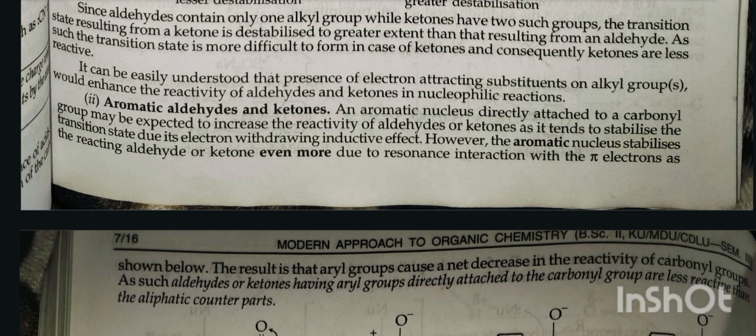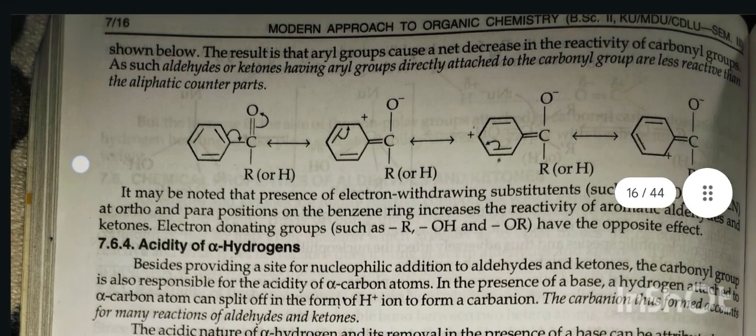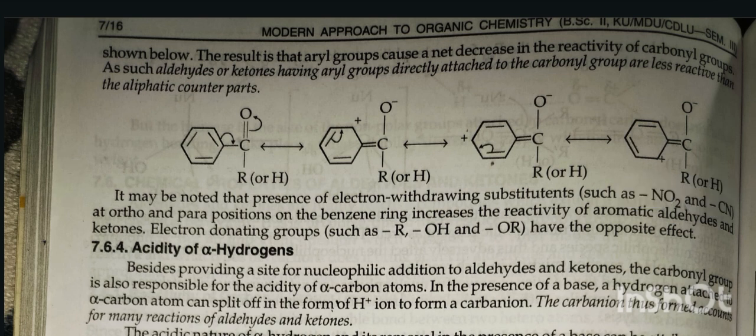An aromatic nucleus directly attached to the carbonyl group may be expected to increase the reactivity of aldehydes and ketones, as it tends to stabilize the transition state due to its electron withdrawing inductive effect. However, the aromatic nucleus stabilizes the reacting aldehyde or ketone even more due to resonance interaction with the pi electrons, as shown below. The result is that the aryl group causes a net decrease in the reactivity of the carbonyl group. As such, aldehydes or ketones having an aryl group directly attached to the carbonyl group are less reactive than their aliphatic counterparts.